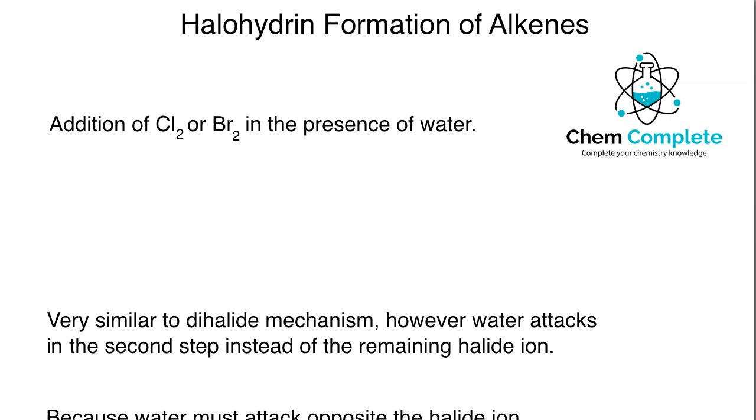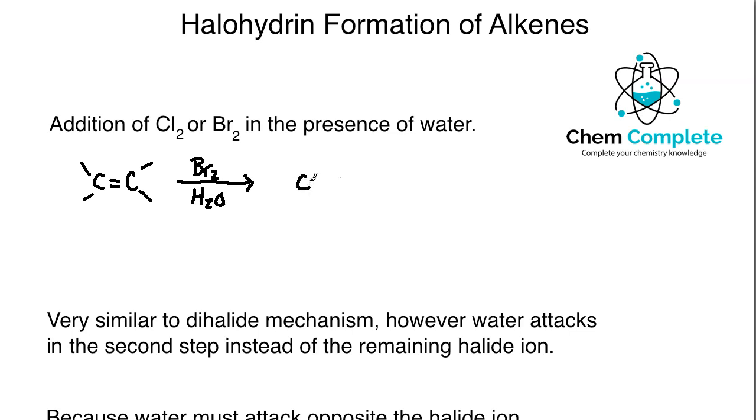So the halohydrin formation is going to be the addition of Cl2 or Br2 in the presence of water. So essentially it's going to be a dihalide addition, but this time we are going to have water present instead of just the halogen material itself. So we'll start with an alkene, and the alkene will first be exposed to the halogen, and then it will also subsequently have water exposure. So similar to the dihalide reaction, I'm going to go ahead and stick with bromine for this particular example.